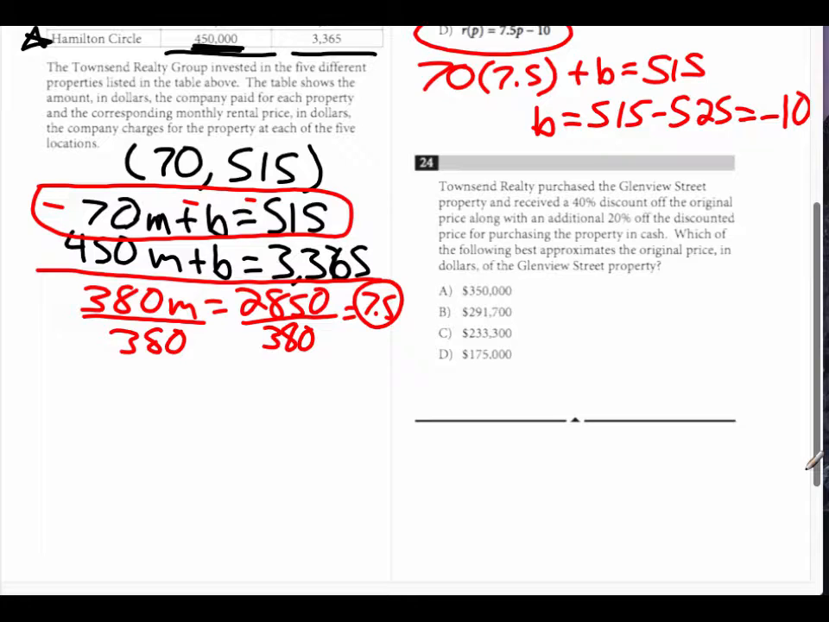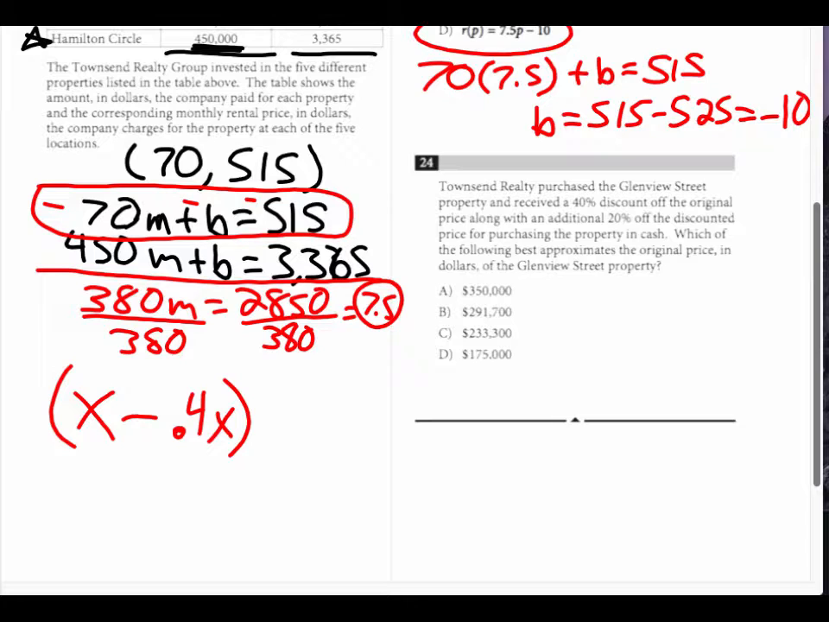So I don't know what the price was, right? So this is what it was. It was like X, right? But then I had to subtract 40%. So they received a 40% discount off of the original price, right? So we would get minus 0.4 times X, right? So that's one price. And then on top of that, they got an additional 20%.